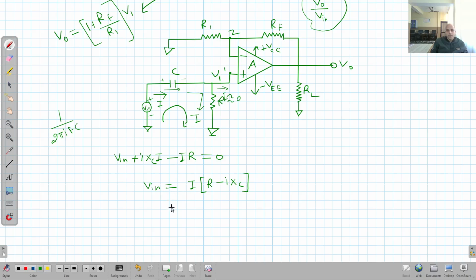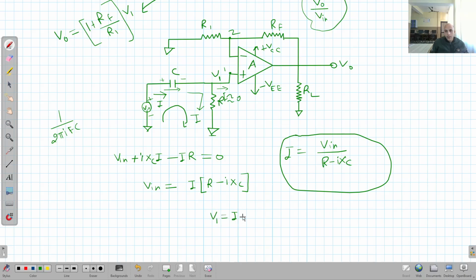Right? So I is equal to V_in upon R minus jXC. Clear? So now this equation, I is equal to this. Now we are going to utilize this equation in this loop. Voltage V1 is equal to IR. So V1 is equal to I, meaning V_in upon R minus jXC, into R. Clear? So now I am going to simplify this equation.